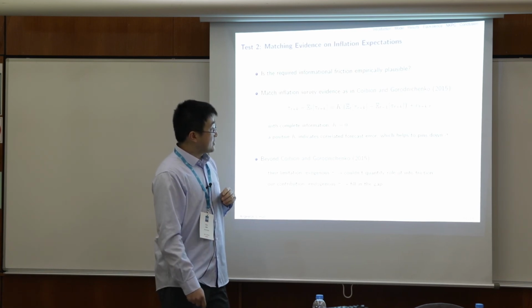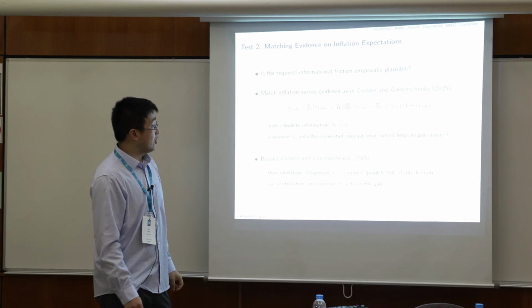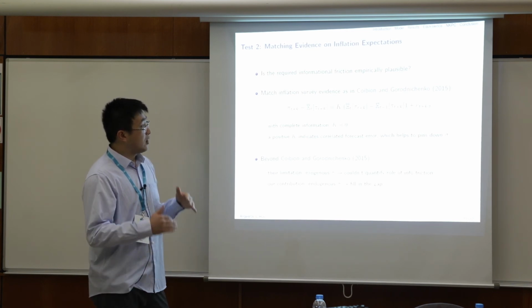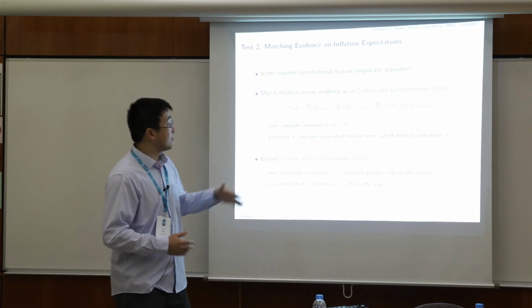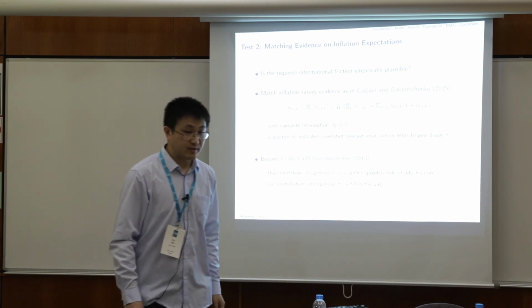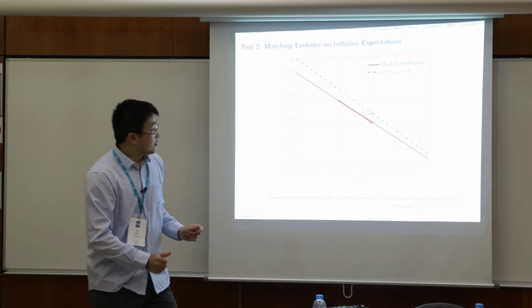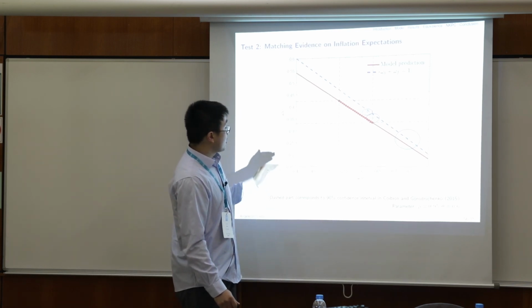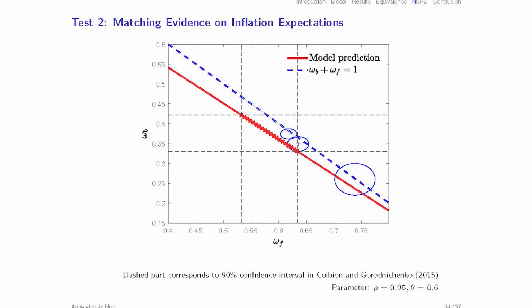What happens is this number is positive and statistically significant in the survey data. What we're going to do is run our model-generated data and run the same regression as an indirect inference exercise. We're going to match the same K as in the survey data. This helps us pin down the size of the information friction. It turns out that to match the survey data, the corresponding omega B and omega F should fall in this range, which is pretty close to the required information friction to generate the Galí and Gertler evidence on omega B and omega F.